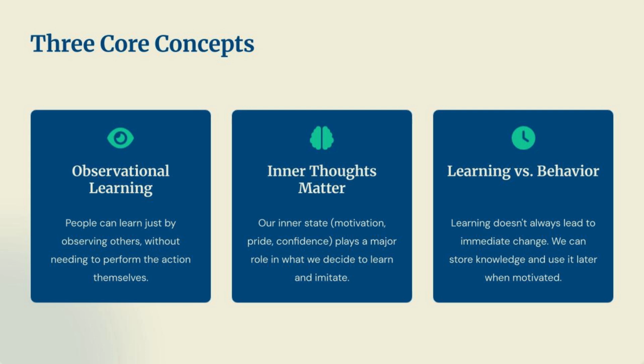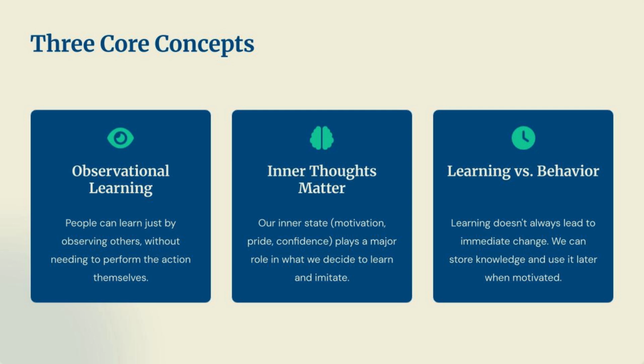There are three main ideas in this theory. 1. People can learn just by observing others. This is called observational learning. You don't need to do the action yourself right away. 2. Our inner thoughts matter. Things like motivation, pride, or confidence play a big role in what we learn. 3. Learning doesn't always change our behavior right then. We might store the knowledge and use it later.